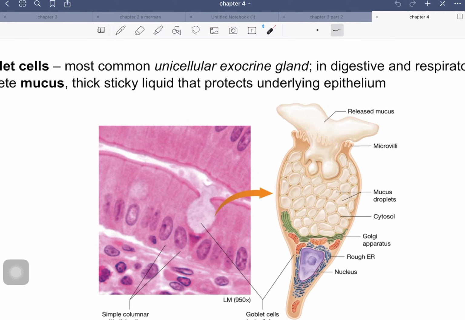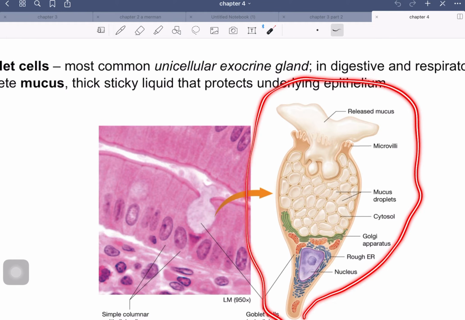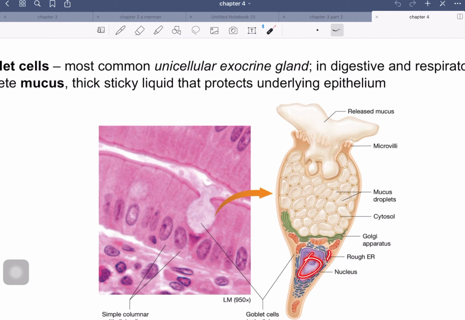And if we look quite closely, we can see here sort of a typical goblet cell. There's a nucleus, there's rough ER, there's mitochondria, there's Golgi, and we have cytosol, but most of the inside of the cell is made of the mucus droplets, which are released. And as often when we see goblet cells, we'll see microvilli, and also we'll see tissue with cilia to help move the mucus along.